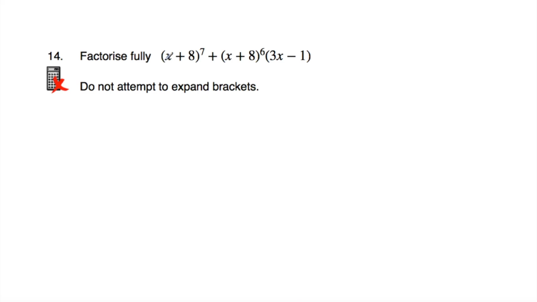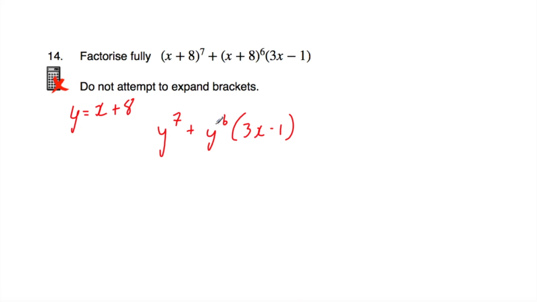So I'm going to let y equal x plus 8. Then that would become y to the power of 7 plus y to the power of 6, and then we've got our 3x minus 1. So here what I've done is I've let y equal x plus 8, and I've just replaced those with y. Okay, so now let's factorize this.